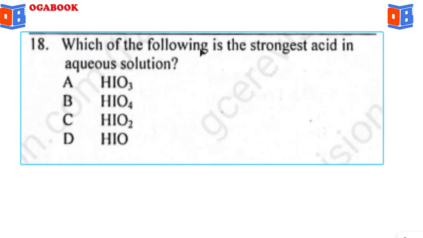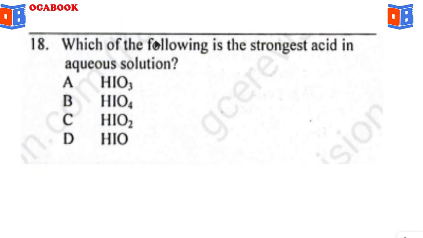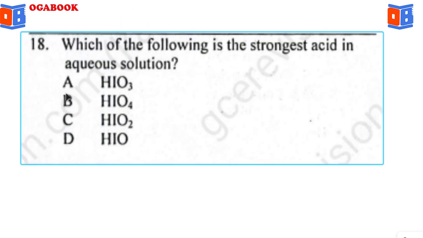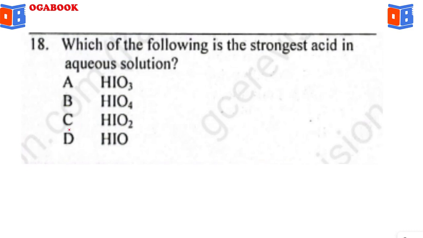Question 18. Which of the following is the strongest acid in aqueous solution? So for the oxo acid of iodine, acid strength increases with increase in number of oxygen atoms. Therefore, we expect the oxo acid with the highest number of oxygen atoms to have the highest acidic strength. So option B is going to be our correct option, because this one has up to 4 oxygen atoms.